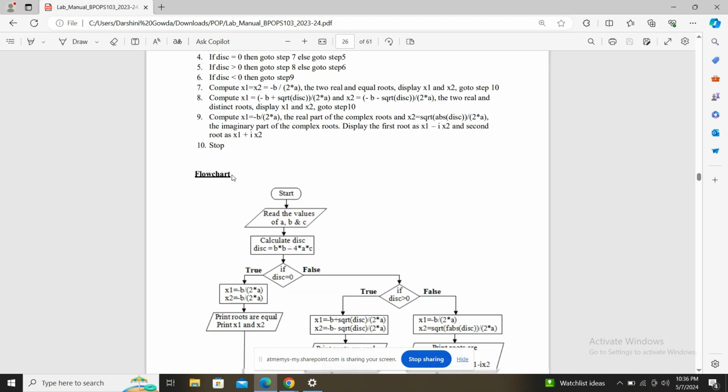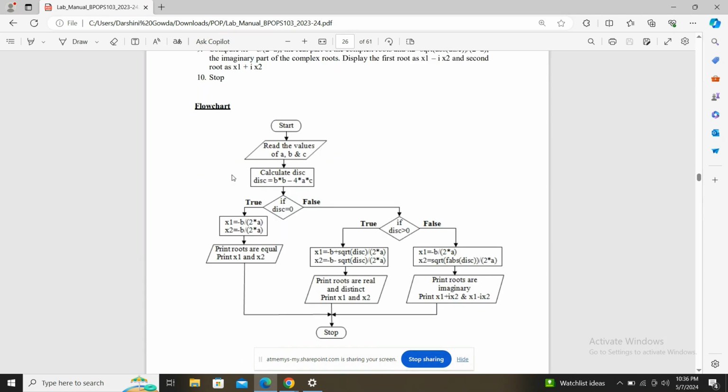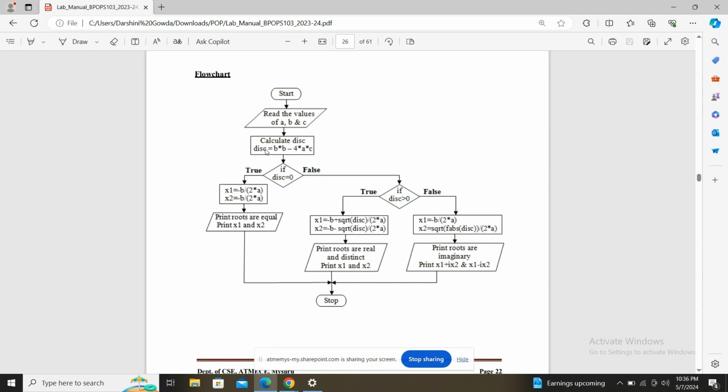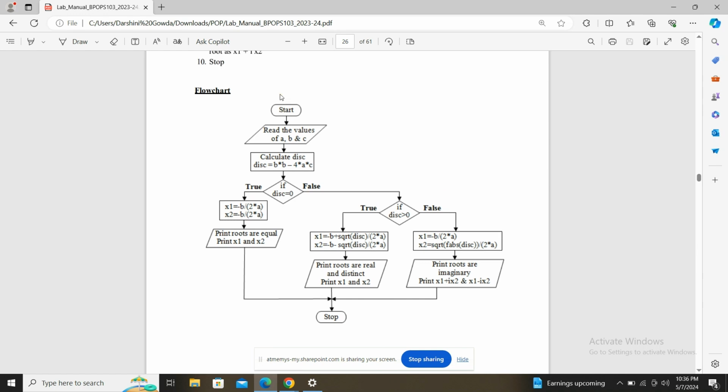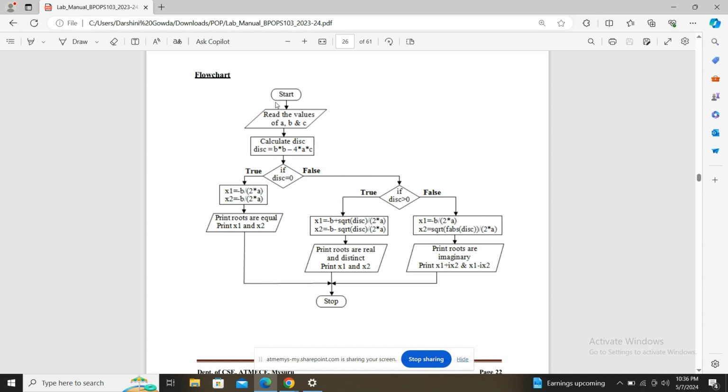Now let us understand the program with the flowchart. We know that a flowchart is a pictorial representation. We represent each and every step of the algorithm using different notations. We start our program with this oval kind of symbol. Then we read the inputs with the rectangle kind of notation, followed by the rectangle shape, which is used for computation.